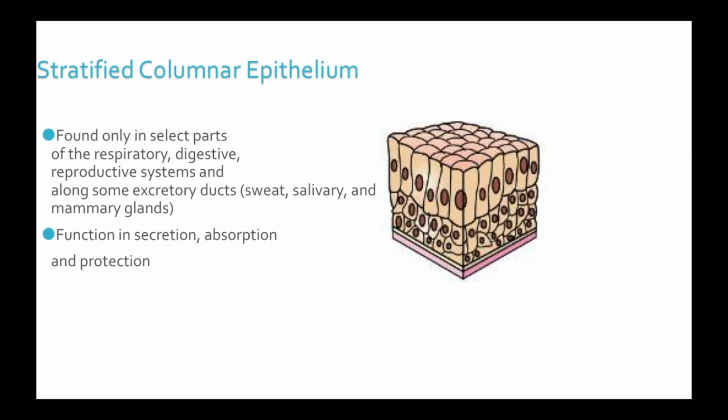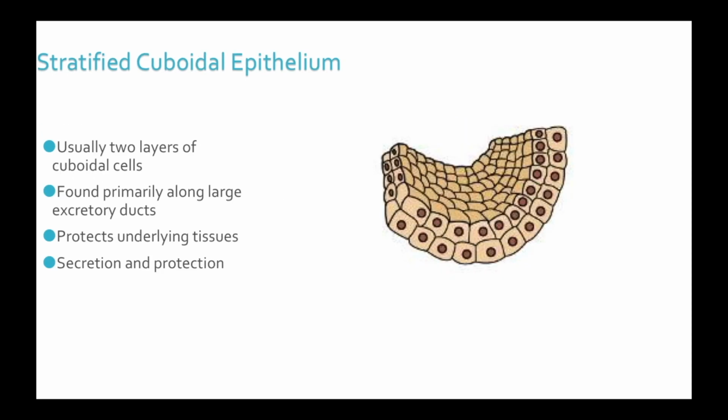And then we have stratified columnar epithelium. So again, stratified means more than one layer, and most often it's the layer that's closest to the lumen. The luminal layer is that layer that is columnar, so it's the longest, most tube-like layer. They're found only in select parts of the respiratory, digestive, reproductive systems, and along some excretory ducts, such as sweat, salivary, and mammary glands. They function in secretion, absorption, and protection.